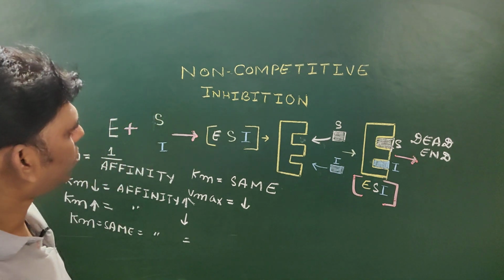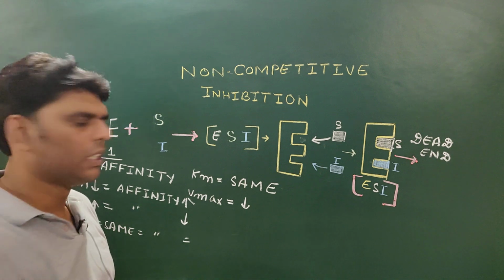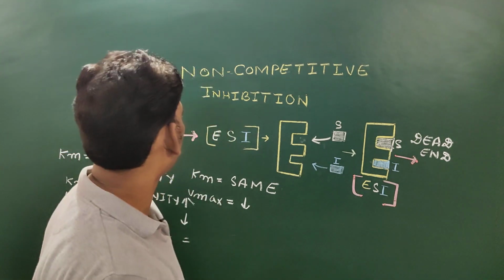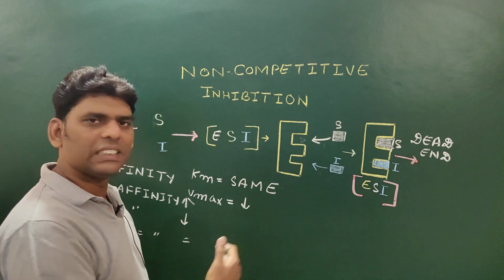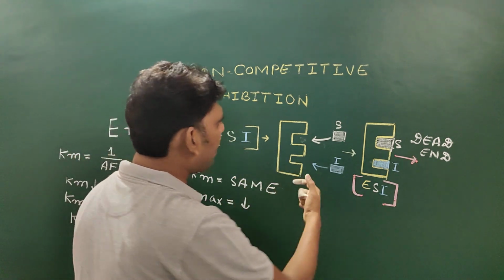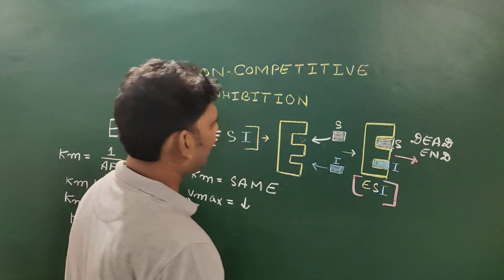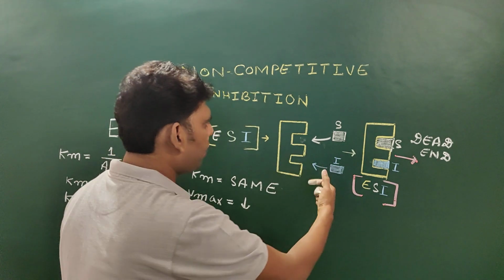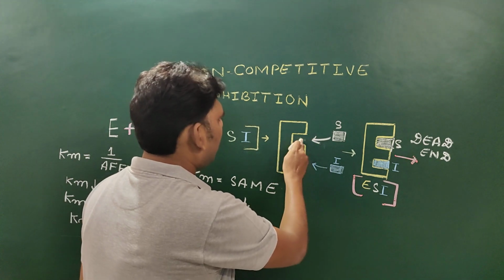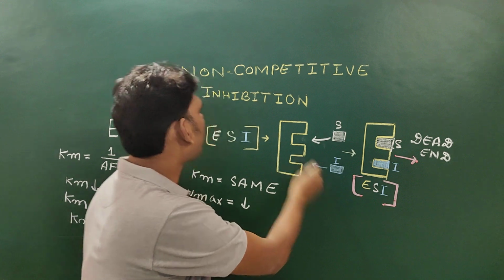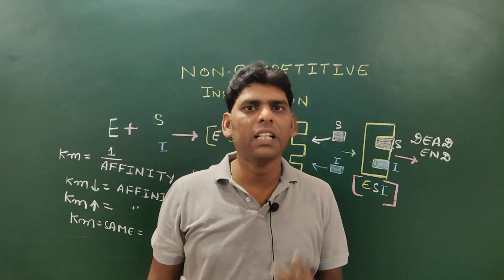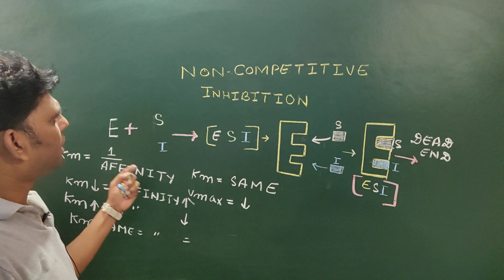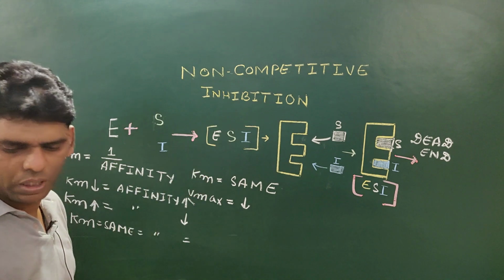Now students, let's draw the Michaelis-Menten equation and Lineweaver-Burk plot for non-competitive inhibition. One point: in non-competitive inhibition, the enzymatic reaction is not overcome by increasing the substrate concentration, because the binding of substrate and the binding of inhibitor take place at different sites. If we increase the substrate concentration, it binds to its own site, but it does not affect the binding of inhibitor. So non-competitive inhibition cannot be overcome by increasing the substrate concentration. Now let's draw the graph of non-competitive inhibition in the Michaelis-Menten equation and in the Lineweaver-Burk plot.